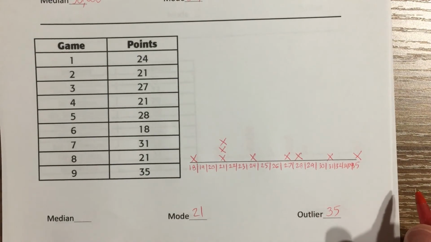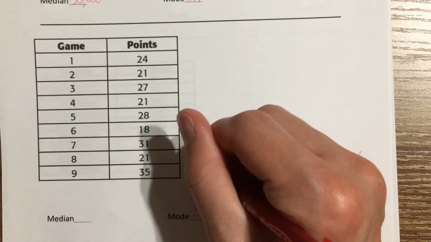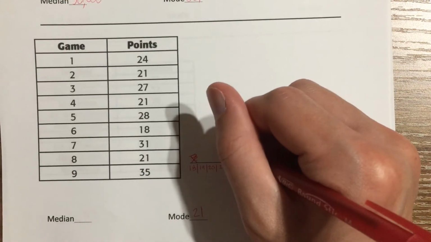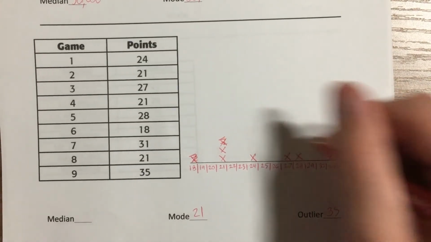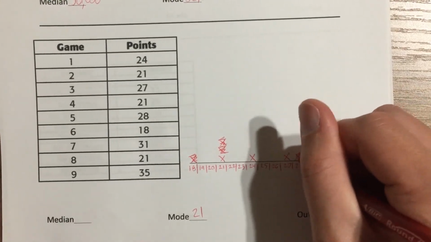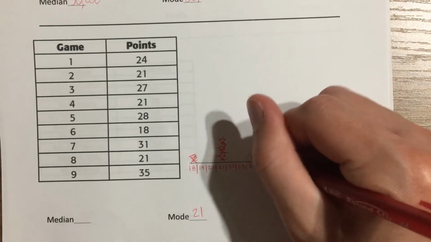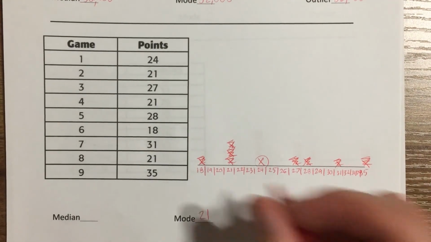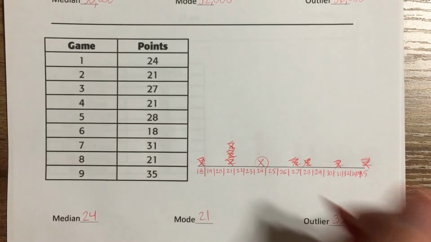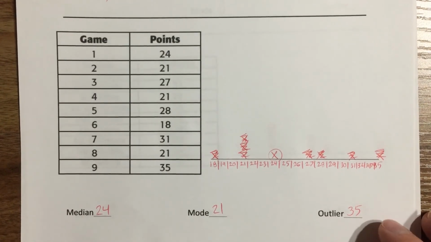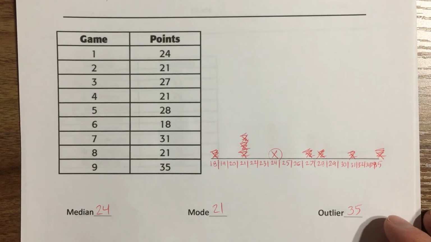Now, we made the line plot. To find the median, we need to destroy it. Let's do it. Cross off that one. Front and back, front and back, front and back, front and back. This X is our winner right there for median, right over number 24. Okay. That was an adventure.